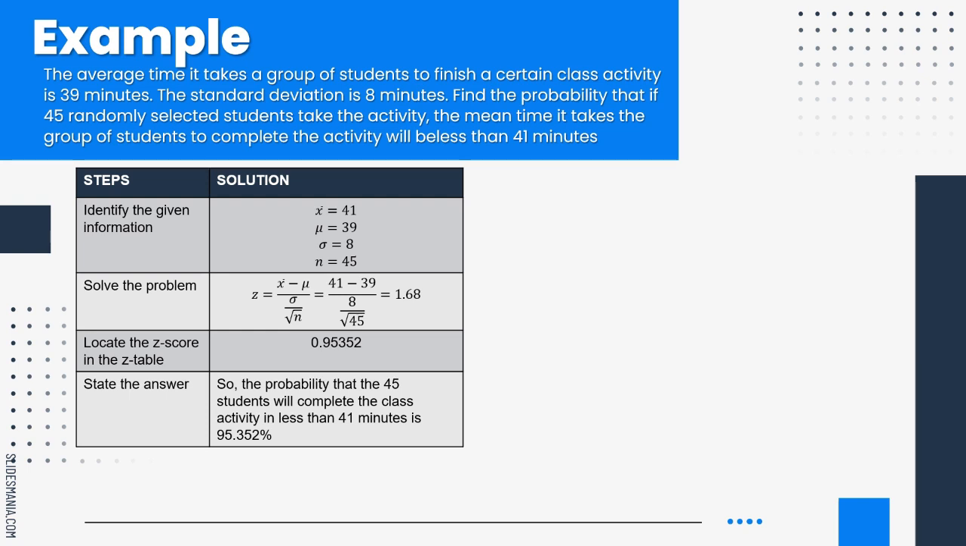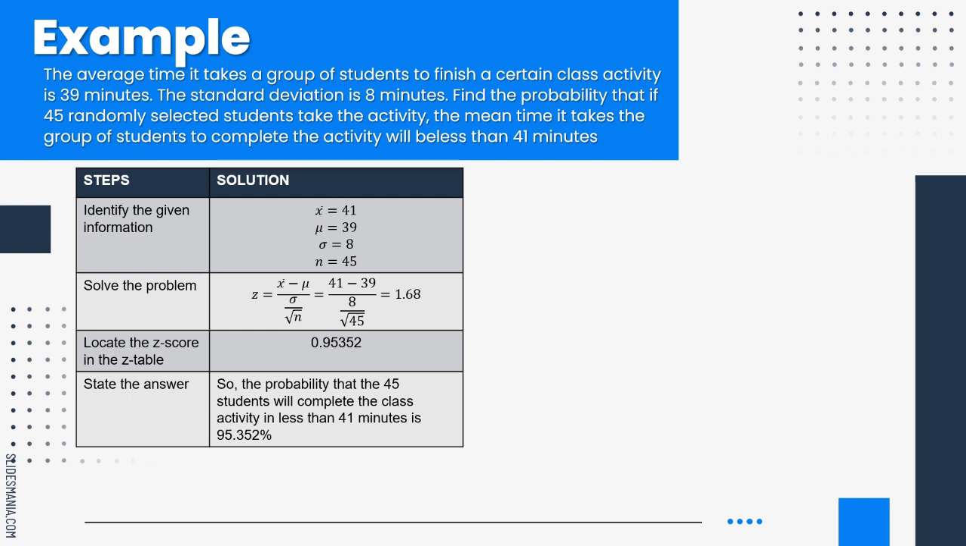I have here a table that shows the steps and solution. For the first step, identify the given information. That is your x bar, equal to 41, your mu, equal to 39, your sigma is equal to 8, and your n is 45.